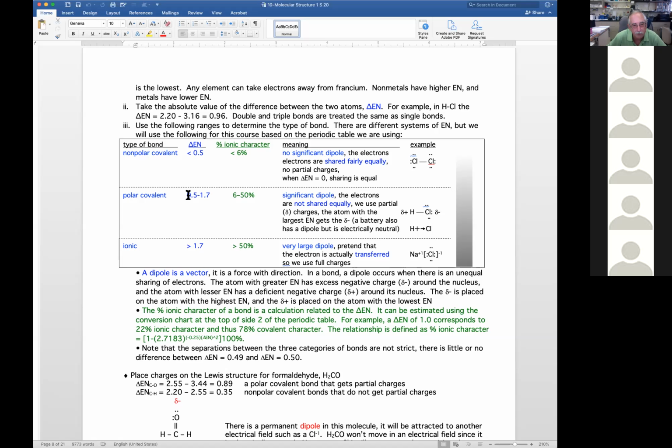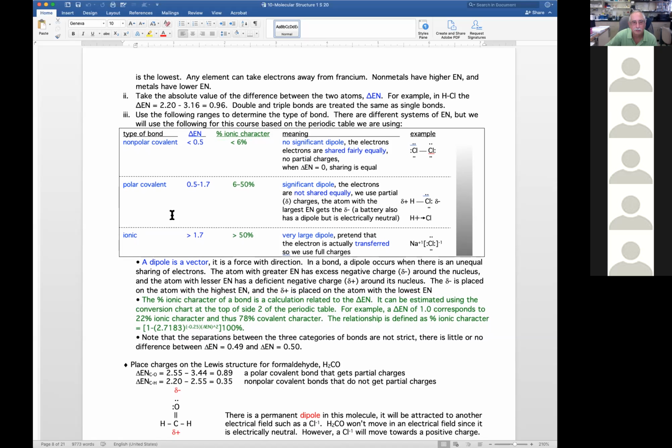So if it's less than 0.5, you don't do anything. If it's greater than 1.7, you add full charges. Anything else? Partial charges. Those are polar covalent bonds, which could lead to having that molecule behaving like a little magnet. Okay. So is there a difference between 0.50 and 0.49? Not really. Okay.